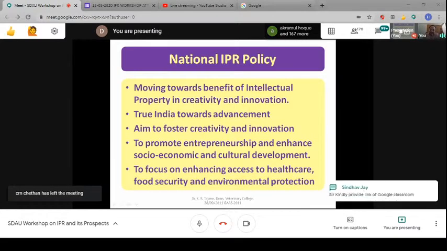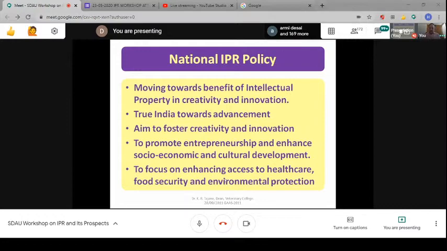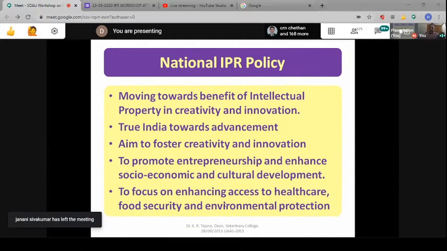Now, before the National IPR policy that was laid in 1960, with the benefit of IPR in creativity and innovations, this policy is a real advancement of India towards the new global pace of innovations. We are marching towards the race of innovations and technology transfer at global pace. So that is the advantage of the National IPR policy.